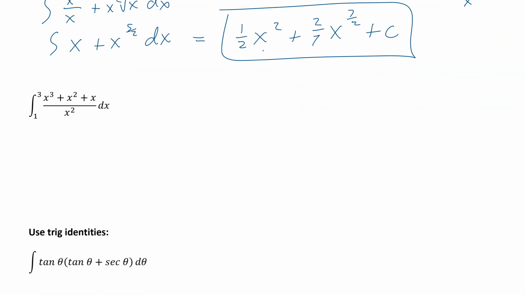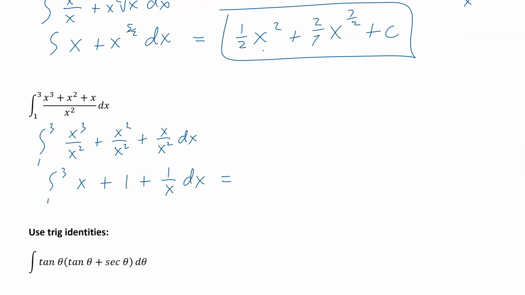What if you have a division? Well, a division, the same exact thing. We just distribute. You divide. So we go from 1 to 3, and then this would be x cubed over x squared plus x squared over x squared plus x over x squared. And then we simplify. So the integral from 1 to 3 of x plus 1 plus 1 over x dx. And then now we can integrate. So we would have 1/2 x squared plus x plus natural log of x, from 1 to 3. And then we plug it in and we're finished.